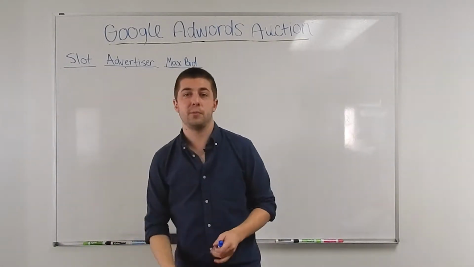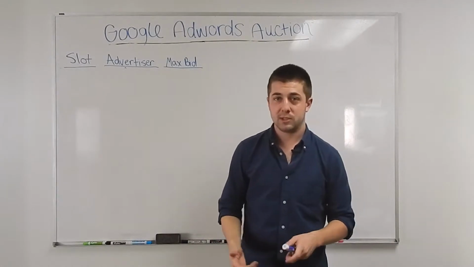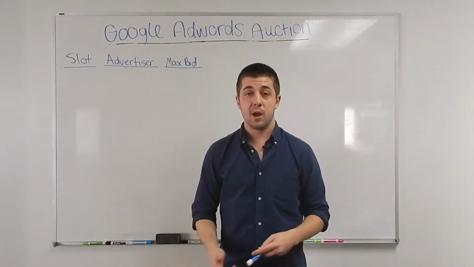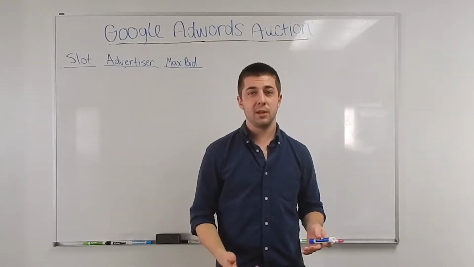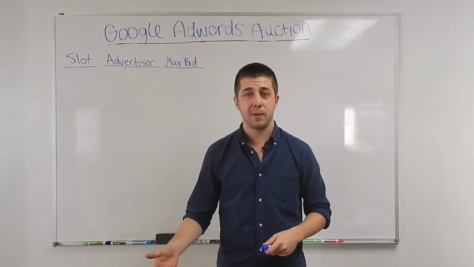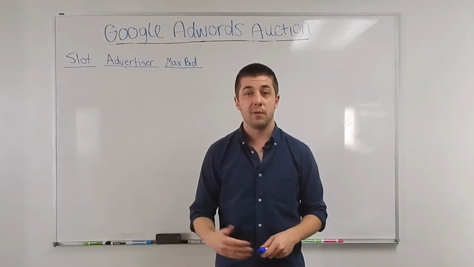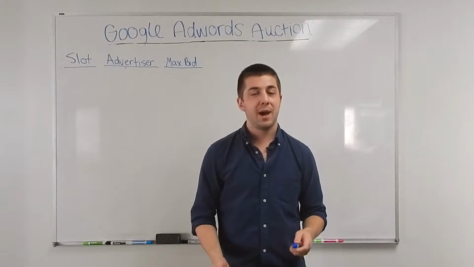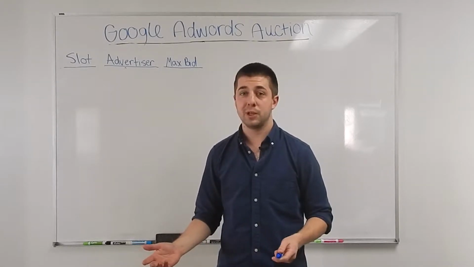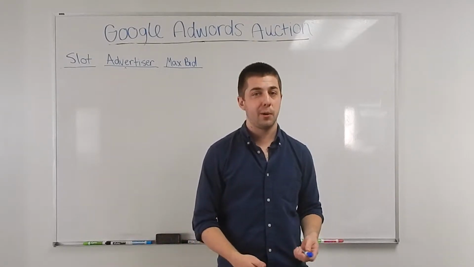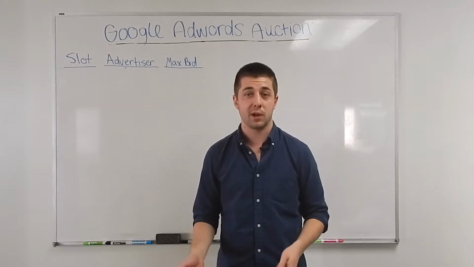So for those of you who aren't familiar, Quality Score is essentially this algorithm that Google put together in order to prevent businesses that were just willing to spend the most money on advertisements from getting that top spot. Because in the past, as long as you could outbid your competitors, you would get that spot regardless of the quality or the relevance of your content.